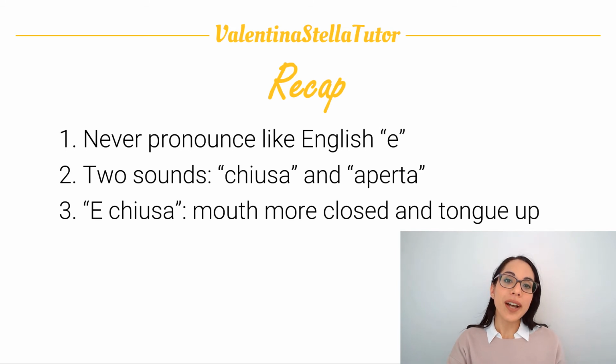So, let's quickly recap what we learned today. We learned that we never ever pronounce this vowel like in English. So never say E when you see this vowel in an Italian letter. Also, we learned that we have two different sounds linked to this vowel. One is called closed, e chiusa, and the other one is called open, e aperta. And today we learned how to actually make the sound for the e chiusa. Remember, this is crucial. Keep your mouth more closed, think of a smiling face, and keep your tongue up high in your mouth, and then you will have the sound.